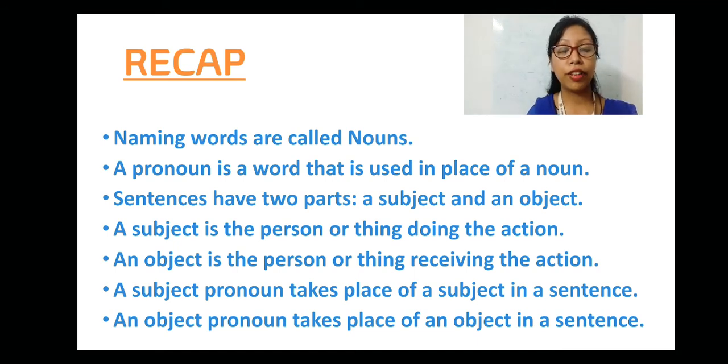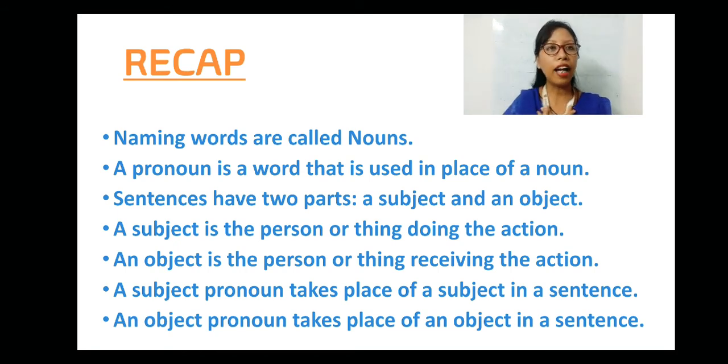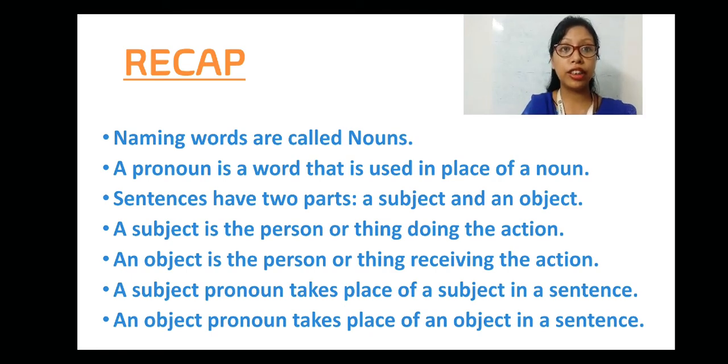Then after that we have come to know that sentences have two parts, a subject and an object. A subject is the person or thing doing the action, and object is the person or thing receiving the action. For example, the teacher is teaching the students. The teacher is the subject here and the students are the object. Why? Because the teacher is doing the action. She is teaching, right? I am teaching. Yes or no? And you are listening to me. Therefore, you are receiving. Whatever I am speaking, whatever I am teaching, you are receiving it, right? So you are the object and I am the subject.